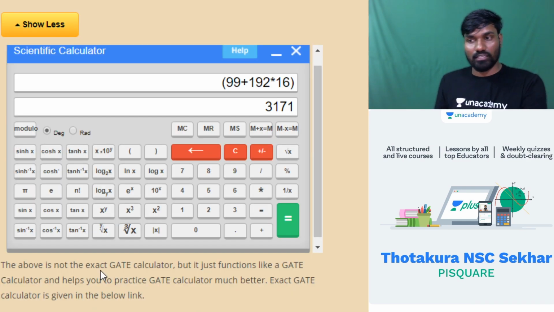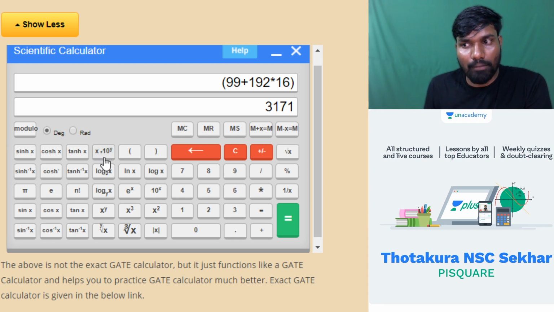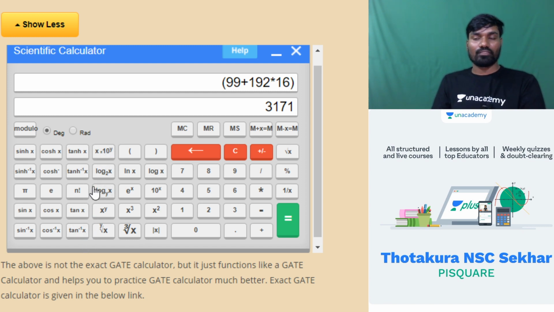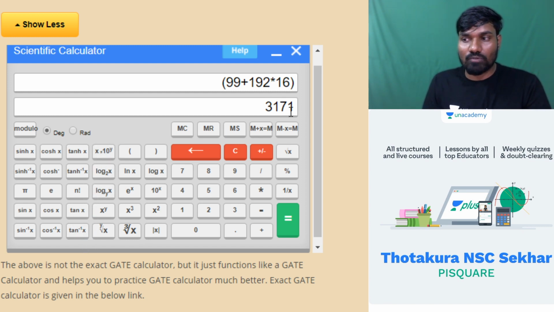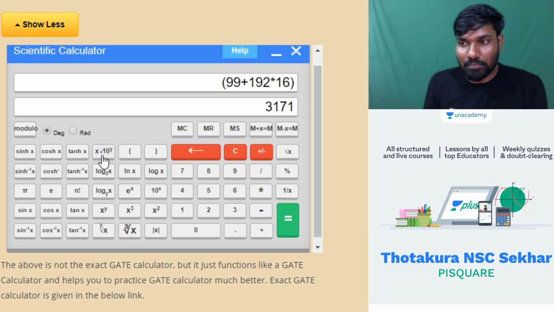Interesting one, into 10 power 5. Look at this. What is this? X into 10 power y. It is directly there. In this you can directly see x into 10 power y. Tell me, the moment I hit this, what will happen? The value will be taken as x into 10 power, it will wait for the y value. You will enter the y value, that's it, it's done. Let me hit it.